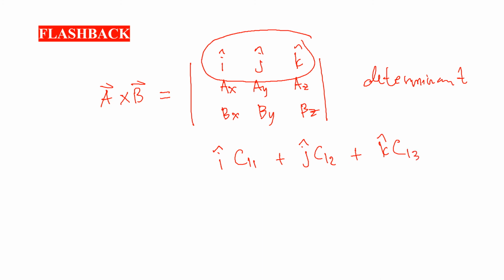And just for example, for your C11, we remove your first row and then your first column. So you have your i hat times your a_y b_z minus a_z b_y. So you can follow through the next steps. What we actually did in our previous discussions with the cross product was use the determinant to find the cross product of your two real vectors, A and B.